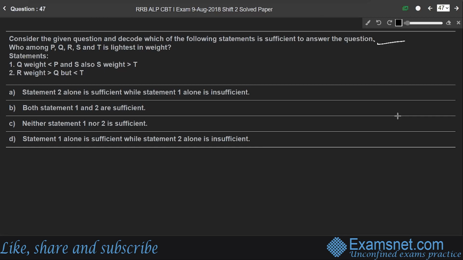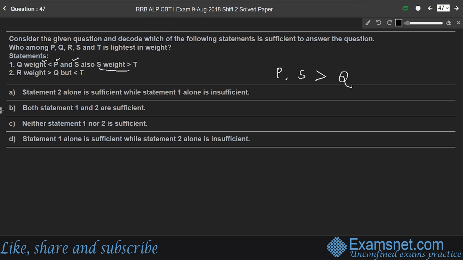Question 47. Consider the given question and decode which of the following statements is sufficient to answer the question. Who among P, Q, R, S and T is lightest in weight? We need to find the person whose weight is lightest here. Based on the given two statements, we'll consider the first one. Q's weight is less than P and S weight, so P and S weights are greater than Q's weight.